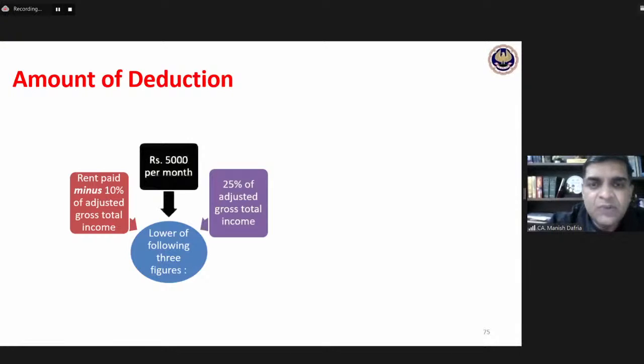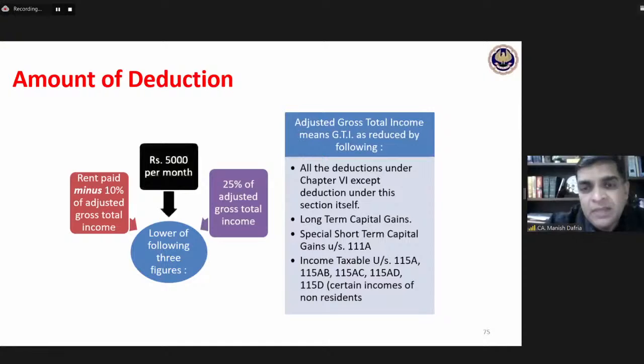Now, the first and third figures require something called adjusted gross total income, AGTI. Now, what is this adjusted gross total income? Adjusted gross total income is similar to what we have discussed with respect to section 80G. So adjusted gross total income for the purpose of this 80GG, of which 10% or 25% is to be calculated, is my gross total income as reduced by 3 or 4 items. What are the 3 or 4 items?